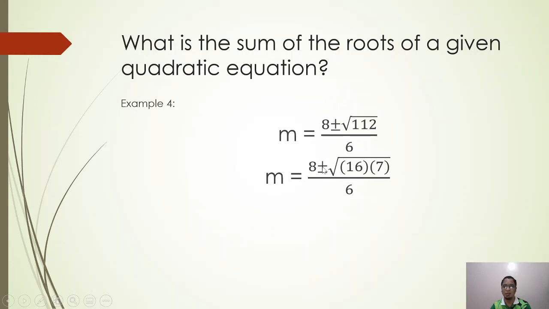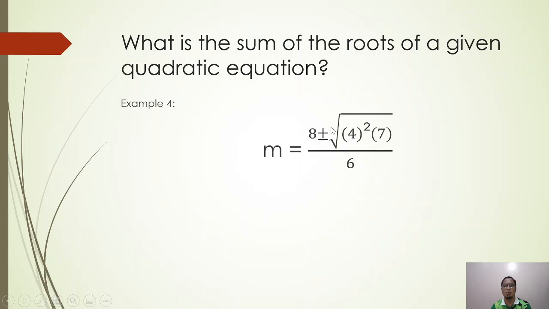The rest, kopyahin mo po muna. Para mas maliwanag, ayan. Ano ba yung square root ng 16? 4. So, 4 squared, katumbas niya 16. Bakit ko inilagay na ganito? Para pwede ko pong ilabas yung 4 natin. Mawawala yung square. Ito na ang kalalabasan. So, 8 plus or minus 4 square root of 7. Bakit square root of 7 yung natira? Kasi po, nakalabas na yung nandito. All over 6.